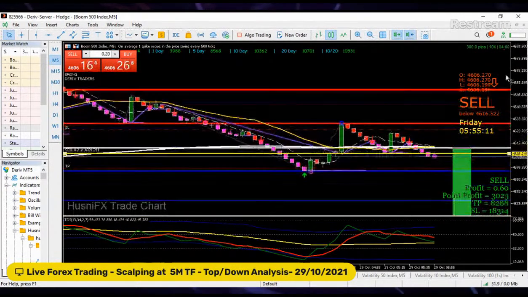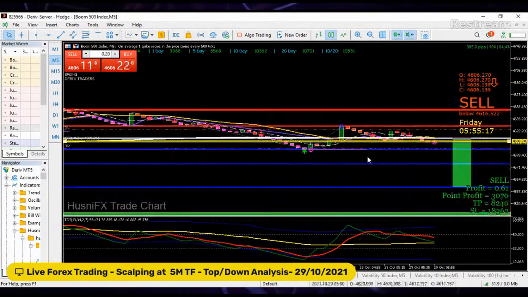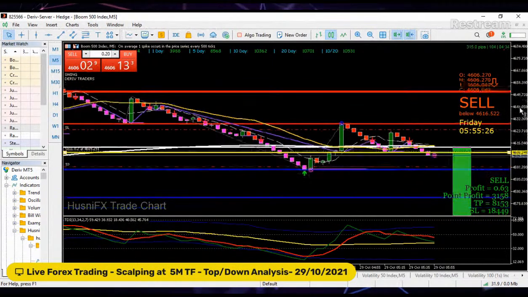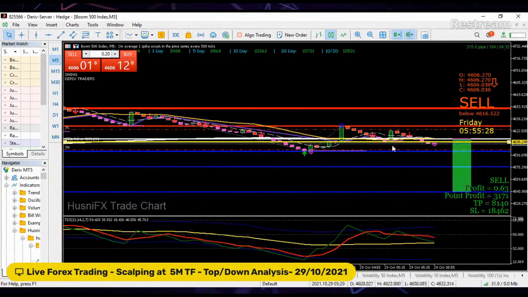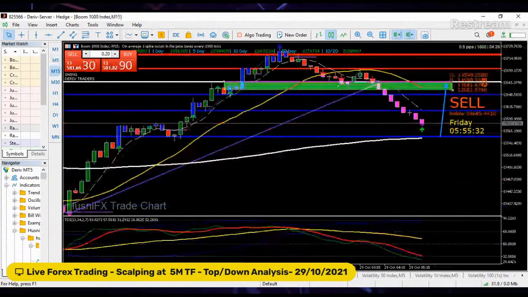So you have to catch target one, and then when price breaks this area, catch target two. When price breaks this, then catch the last target. That is how you should trade, not catching all the targets at one time. No, you have to scalp every target at a time. So that is what you should do.